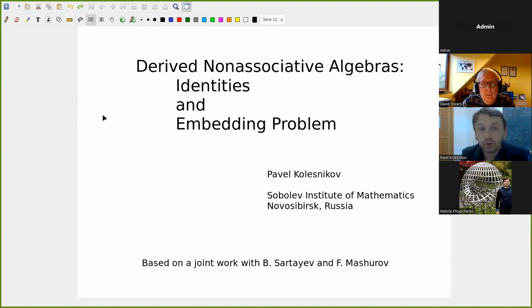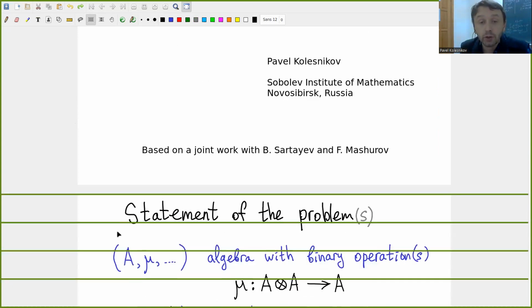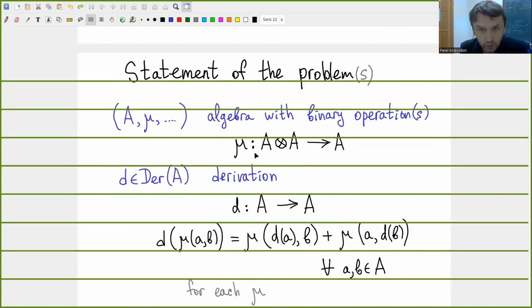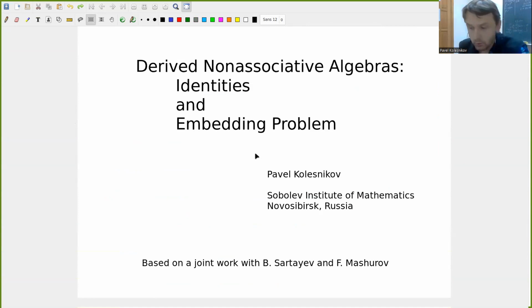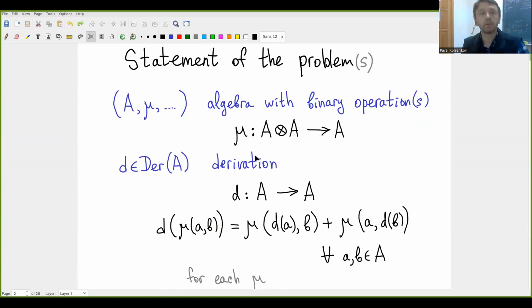What I'm going to speak about today is mainly based on joint work with Borzhan Sartayev and Farukh Mashurov from Kazakhstan. And the main object I'm going to speak about is a very simple one: algebras with derivations. Well, something strange seems here. Now it's better, I think.